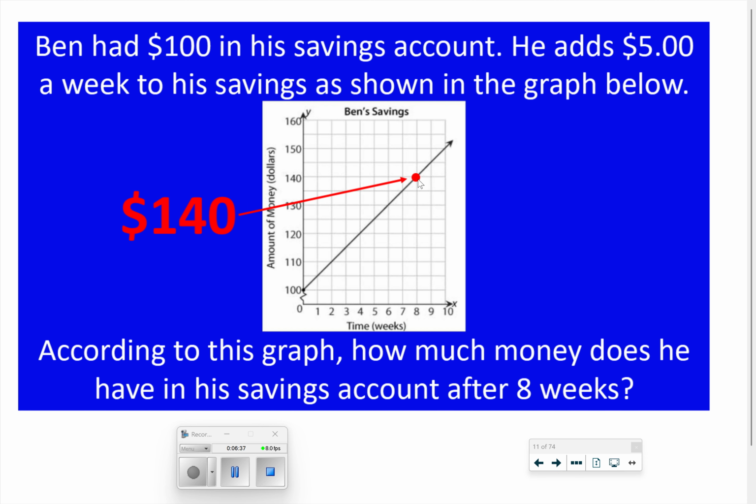You should get 140. According to this graph, how much money does he have in the savings account after 8 weeks? Go up to 8 weeks, it goes up to 140.